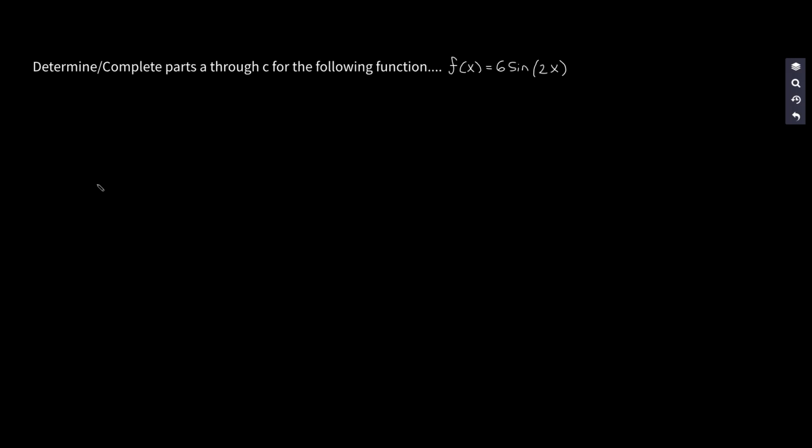It says to determine slash complete parts A through C for the following function, the function being f of x equaling 6 sine of 2x. Now, I didn't write out the individual prompts for A through C. I probably should have, but we can just go through them one by one.